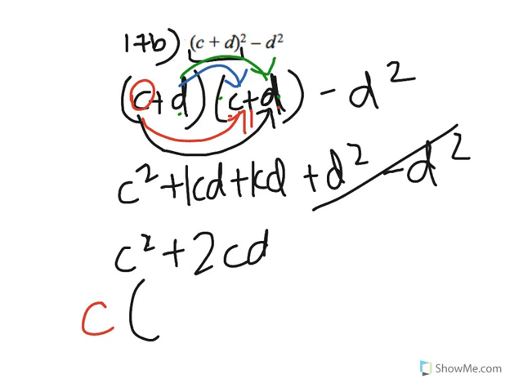And you take this c outside, and then you divide each term separately by the c. So c squared divided by c is nothing but c. And 2cd divided by c is nothing but 2d. So this is your factorized form.